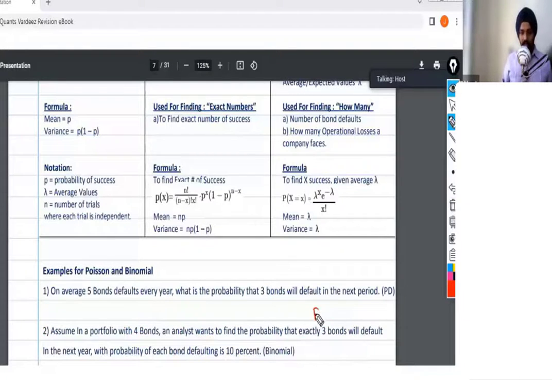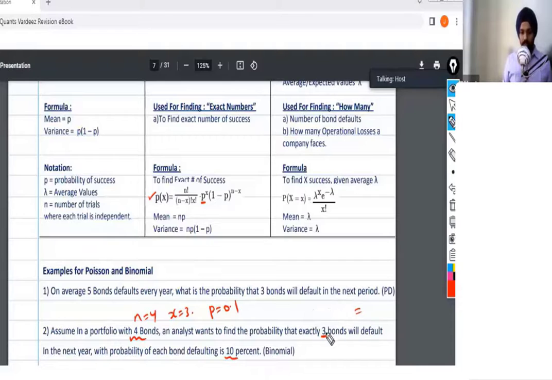So the probability that exactly 3 bonds will default is going to be this particular formula. What is n? N is the number of things that we have. N is equal to 4. What is x? X is something that you want to find, exactly 3. So x is equal to 3. Do we need the probability? Yes, we do need it, and it's going to be mentioned on the exam. The probability of default, the p, is 10%, which is 0.1. Now just plug in the formula and you have your answer.